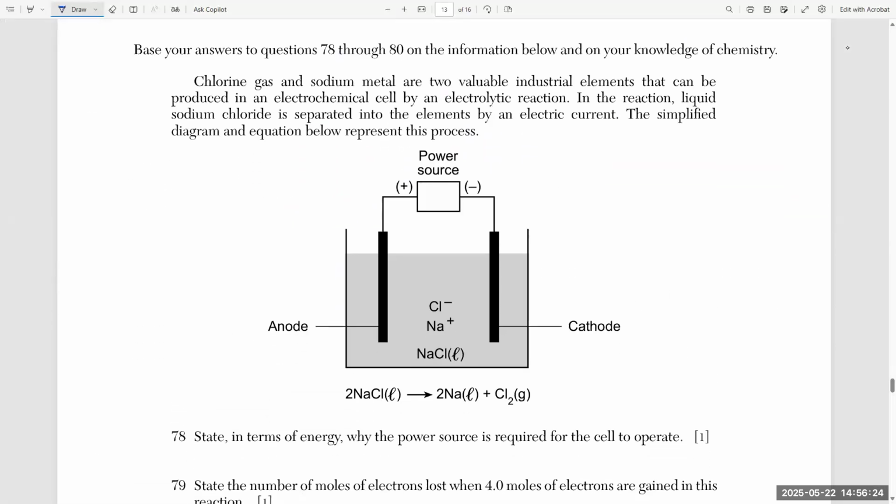78. Let's go. Oh, what is this? This is a power source, electrolytic. Not only that, what do we know, right?